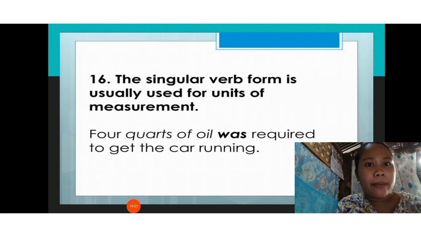Number 16. The singular verb form is usually used for units of measurement. So, units of measurement always take a singular form of the verb. For example, 4 quarts of oil was required to get the car running. So we have the singular form of the verb, was.